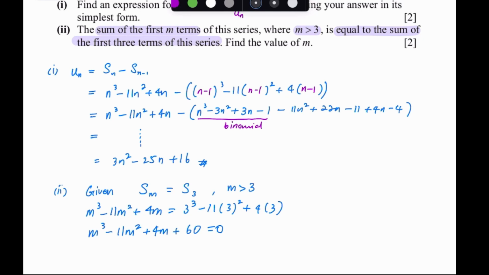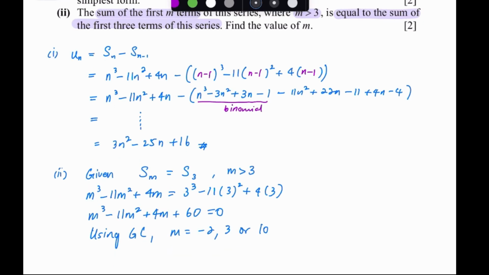Then you check the amount of marks. This one is just 2 marks, correct? So for 2 marks, do you need to solve from scratch? Don't need. What do you use? GC. So using GC, m would be equal to -2, 3, or 10. Since m is greater than 3, m will be equal to 10. Something like that.